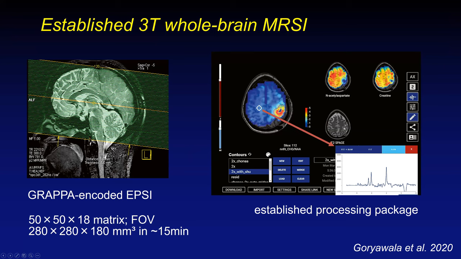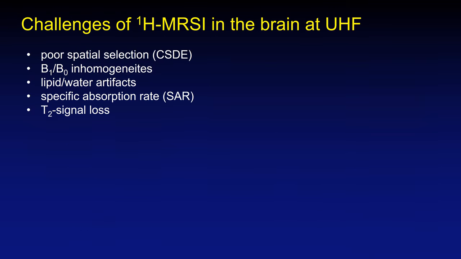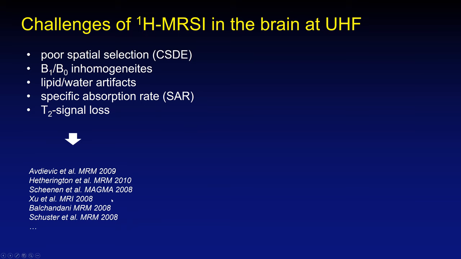You can generate metabolic maps of NAA, creatine, and so on, and display spectra along with this. Although this is not fully implemented, I think this is the most established processing pipeline that exists for MRSI. But at 7 tesla, we realized we have to do a couple of things differently because there are some technical challenges. First of all, there is the relatively poor spatial selection because of chemical shift displacement errors. Then we all know that there are inhomogeneities in B1 and B0, which are a challenge. Then there are increasing problems with lipid and water artifacts. Specific absorption rate problems are not new, of course, and because T2s are getting shorter, there is also additional signal loss. About 10 years ago, there was an array of very different approaches to overcome these limitations.